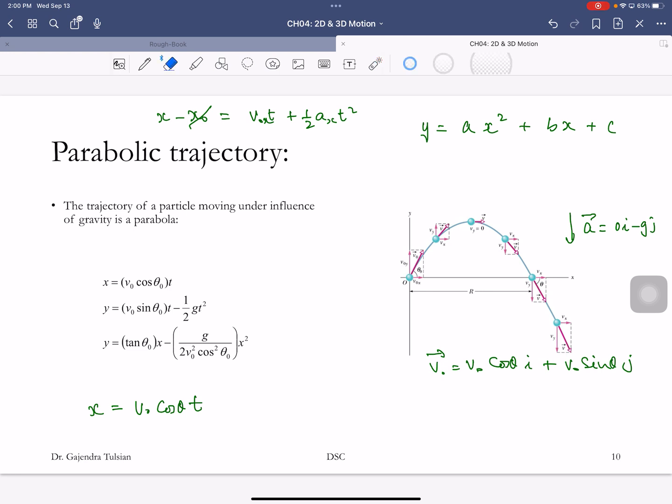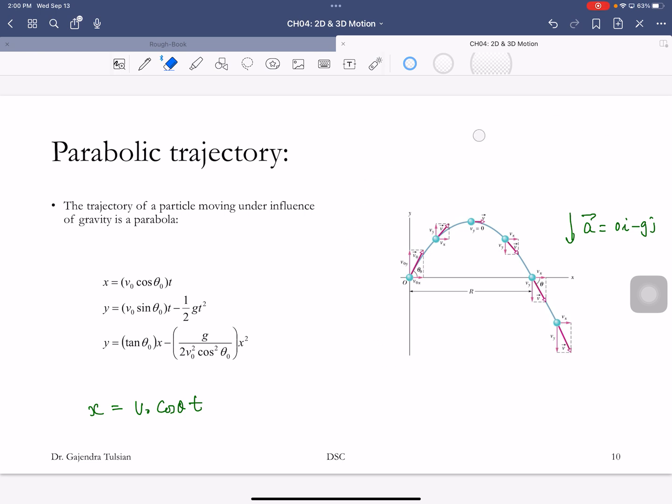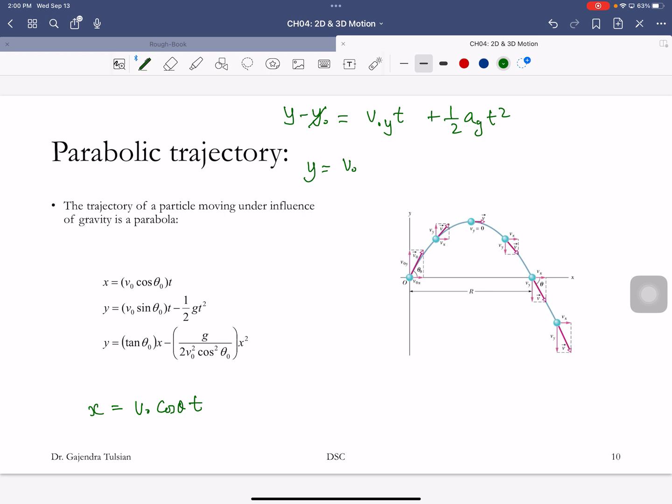So I'm going to erase all of this. And now do the same thing for the y component of the motion. So y minus y naught is v naught y t plus 1/2 a y t squared. Again, this is 0. v naught y is v naught sine theta, so y equals v naught sine theta t plus, a y is minus g, so minus 1/2 g t squared, which is that equation.